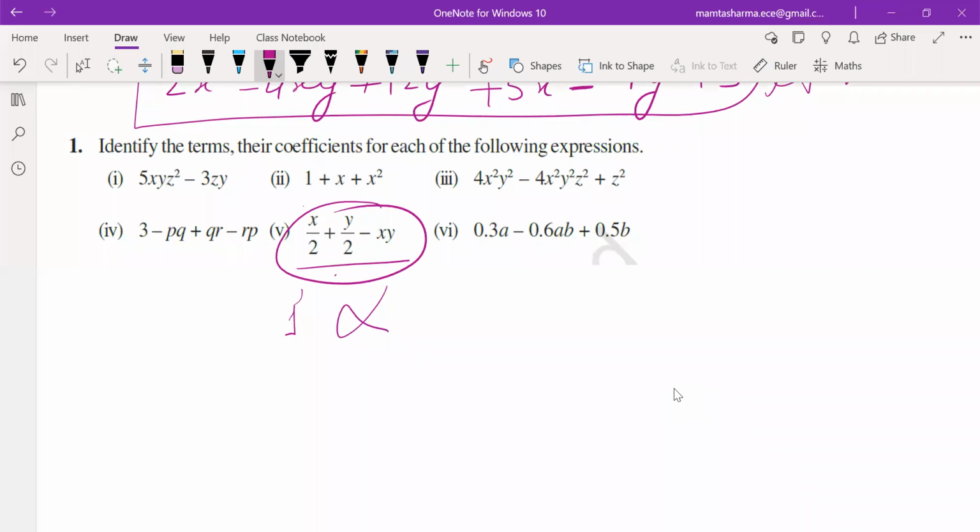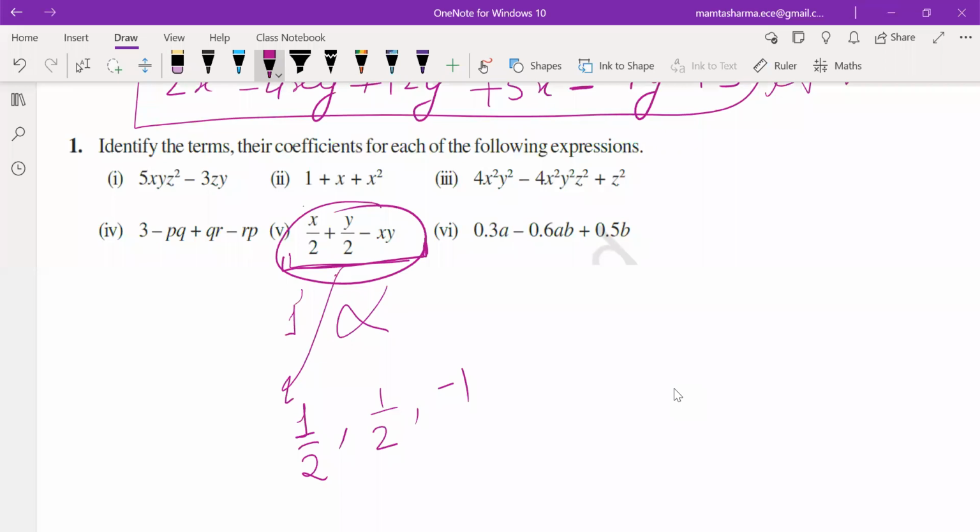Manideep. Yes, ma'am. X square is 1 and 2. No, here in the fifth one. Oh, fifth one, ma'am. One second. How many terms are there? Ma'am, x by 2 is 1 and 2. Hmm. And y by 2 is 1 and 2. Hmm. Minus xy is minus 1, ma'am. Yes. So the coefficients are 1 by 2 in the first term, 1 by 2 in the second term, and minus 1 in the third term. Got it, Nityashri? Yes, ma'am. Okay, so don't do it in hurry and bury.